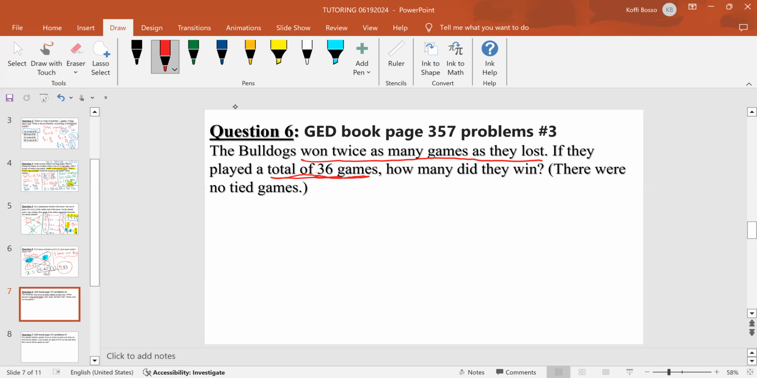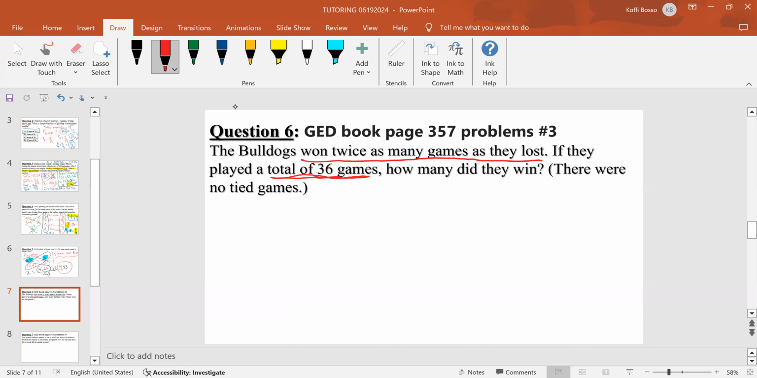Any idea? The Bulldogs won twice... So that's times X, because we know the total amount of games here, right? So 36 games. They won twice as many games as they lost.